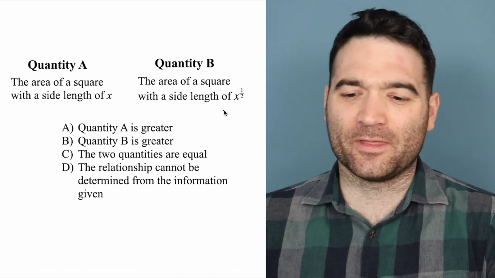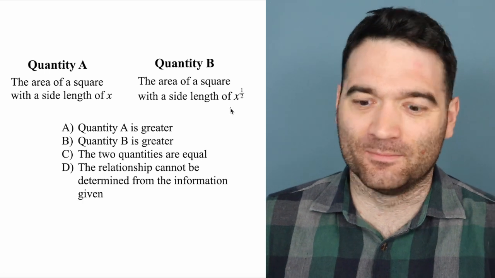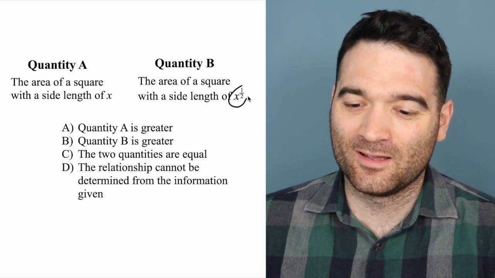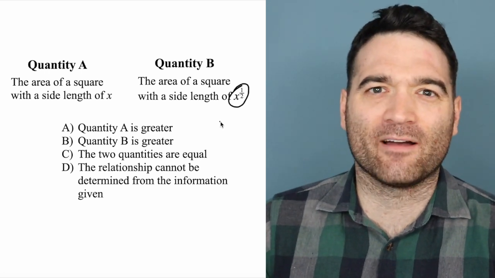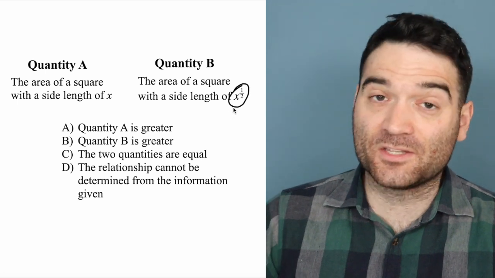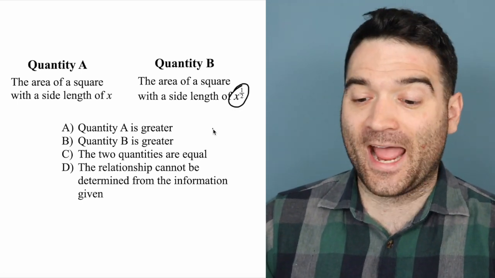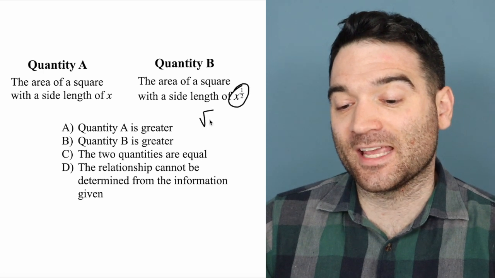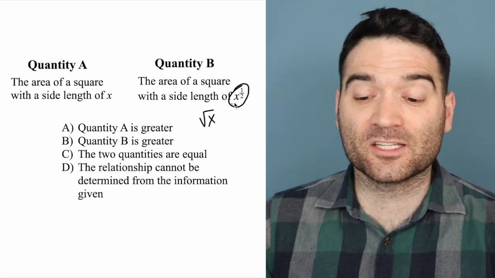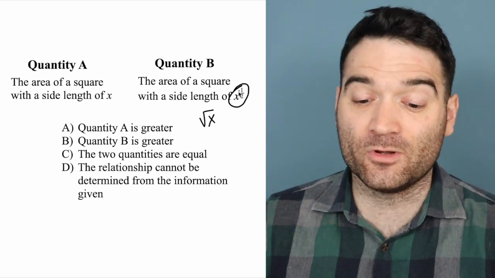Well, let's talk about the weirdest part of this problem by far, which is this business, x to the power of 1/2. What does that mean? Well, this is a piece of knowledge that we have to have for the GRE. When you raise something to the power of 1/2, that's the same thing as taking the square root of it. So x to the power of 1/2 is the same thing as the square root of x.